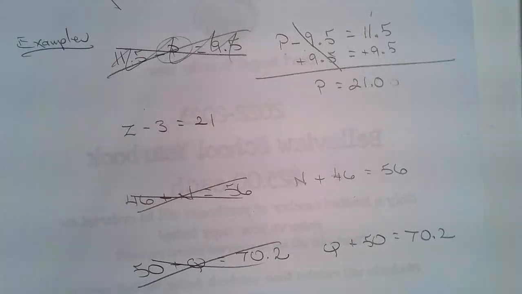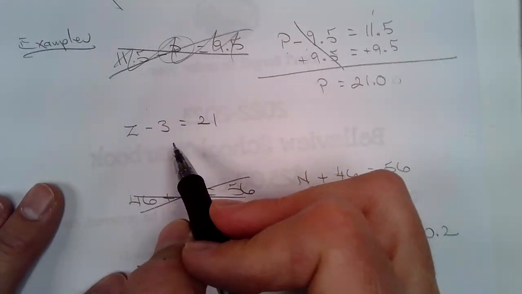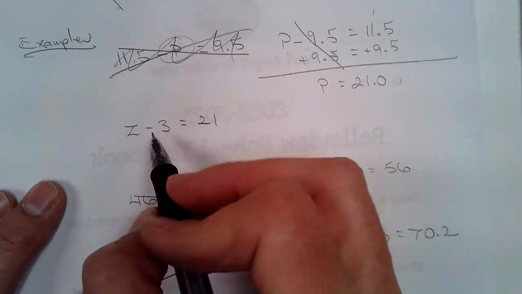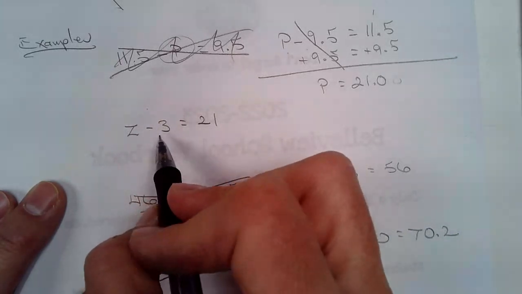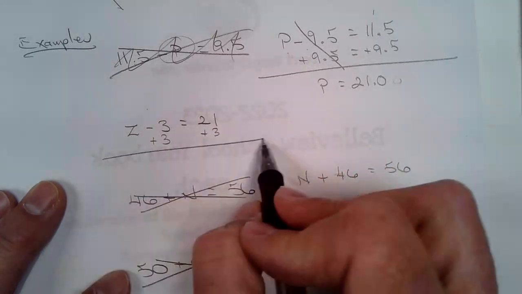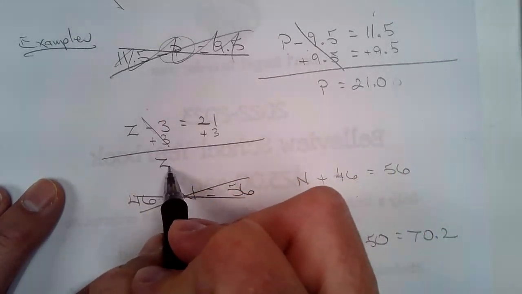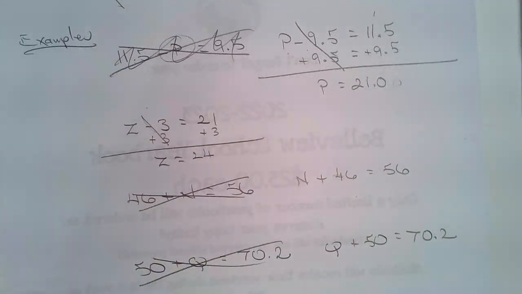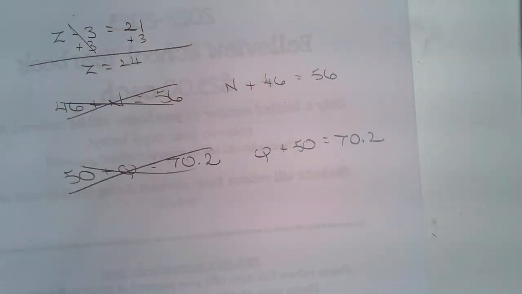Next one is Z minus 3 equals 21. Miss Werner, walk me through solving this one. Right. So the Z is subtracting 3, so we do the opposite to get the variable by itself. Whatever you do on one side of the equation, you do on the other. What happens to the 3s? They cancel out. We're left with Z equals what? 24. Okay, 50 points.